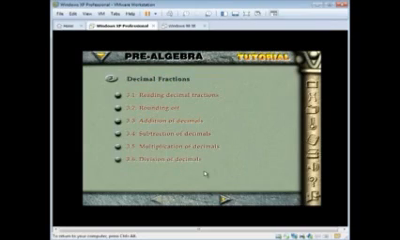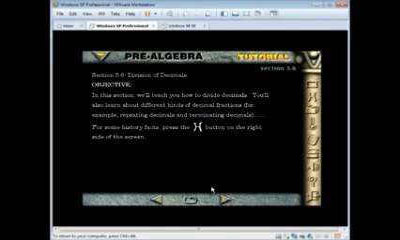Select a topic. Chapter 3, Decimals, Section 3.6, Division of Decimals. In this section, we'll teach you how to divide decimals. You'll also learn about different kinds of decimal fractions, for example, repeating decimals and terminating decimals.